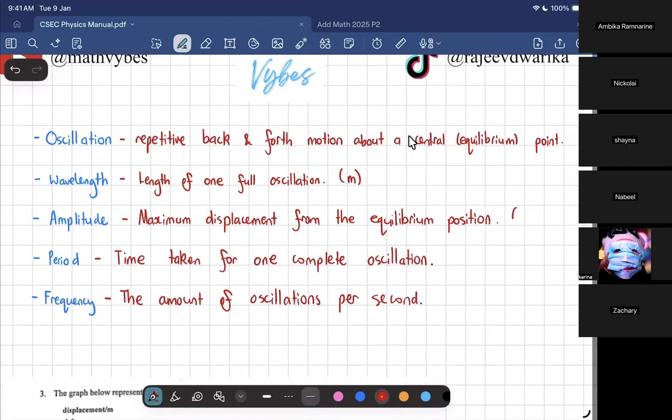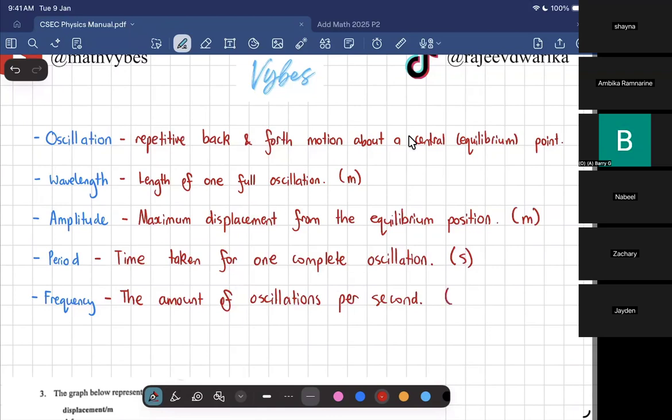Right? Does anybody know what I'd measure amplitude in? Seconds. Meters. Nah, I'll measure amplitude in meters. Right? Yeah, I just said that. I just said meters. Somebody just said seconds or something. Right? Period. If period is the time taken, what is the SI unit for time? Seconds. Seconds, right? Okay, frequency, y'all might know this one.